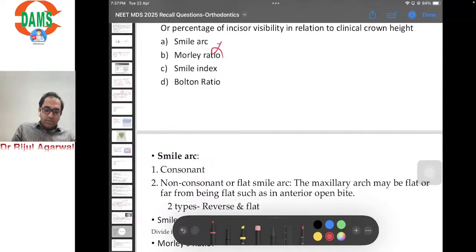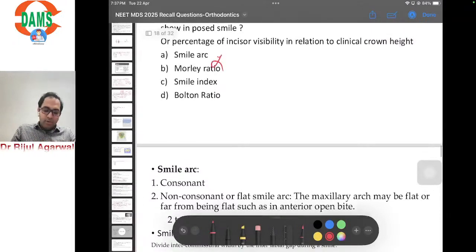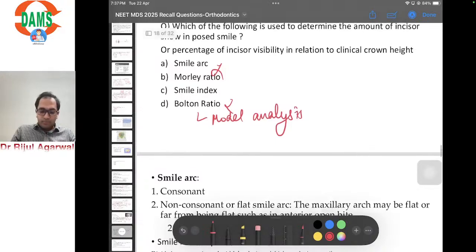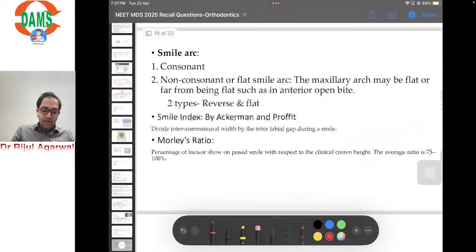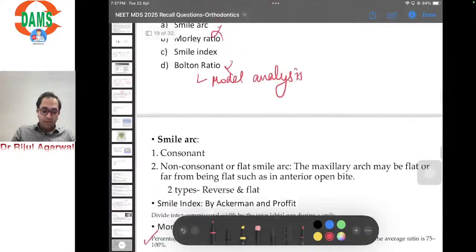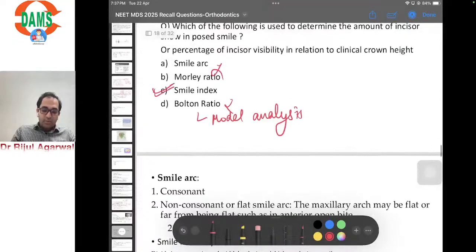Okay, as I was saying, smile arc is very easy. Bolton ratio is a part of model analysis, hence not related to visibility or smile as such. Morley's ratio or smile index. So what is smile index? Intercommissural width divided by the interlabial gap during smile. And Morley's ratio is the percentage of incisors shown post smile with respect to the clinical crown height, and the average value is 75 to 100%. Okay, the correct answer is smile index.